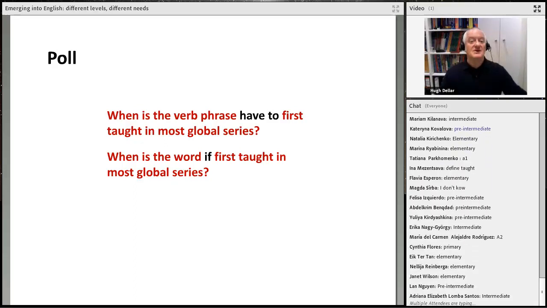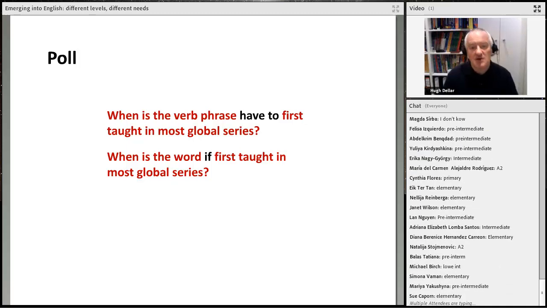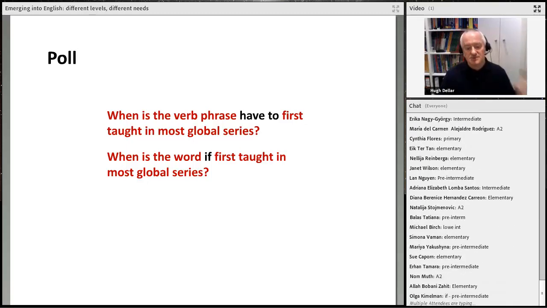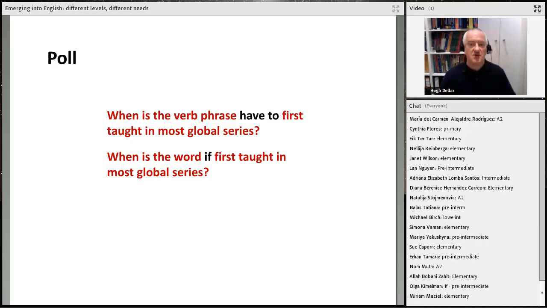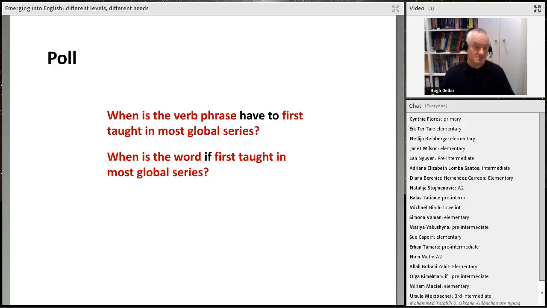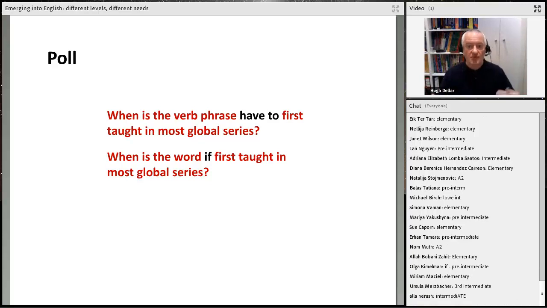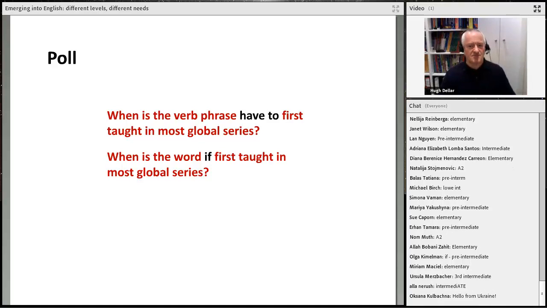Okay, so both have to and if don't appear as things that are explicitly taught in most global English series until pre-intermediate level. Okay, so students go all the way through beginner level, they go all the way through elementary level, they get to pre-intermediate level, and then finally they're allowed to see and learn and practice using have to and if. I don't know about you, but most foreign languages I've ever learned, if is one of the first sort of 10 or 15 words I ever need to use because it's so useful to express so many ideas.